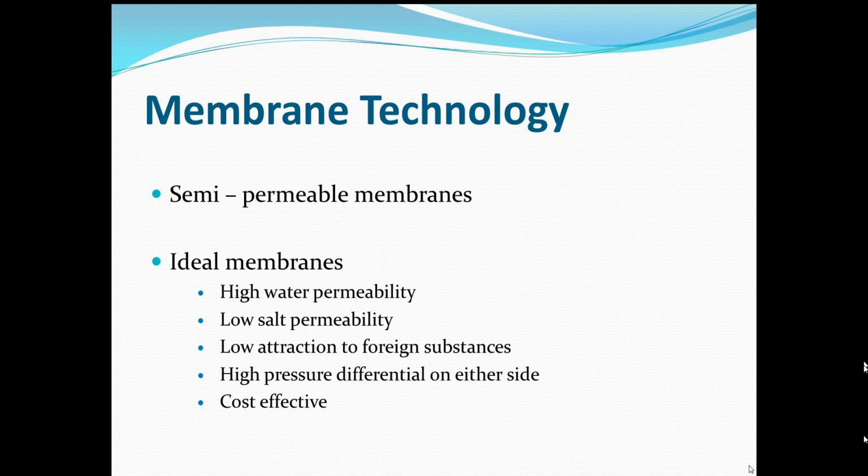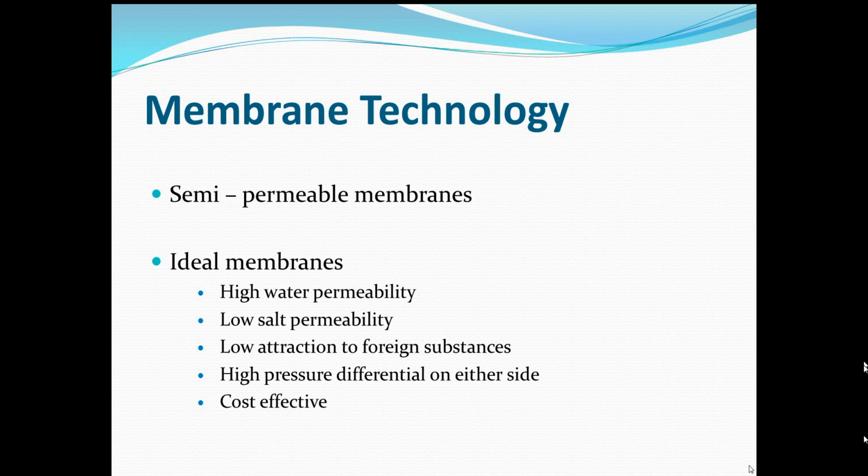It should have low salt permeability. In this case, we should have low salt permeability because if it has a high salt permeability, there is a tendency that the salt molecules may move from the seawater side to the freshwater side, thereby causing the level of water on the freshwater side to go high up, which is a reverse osmosis process, which we do not want. So we always go ahead with a membrane which has low salt permeability.